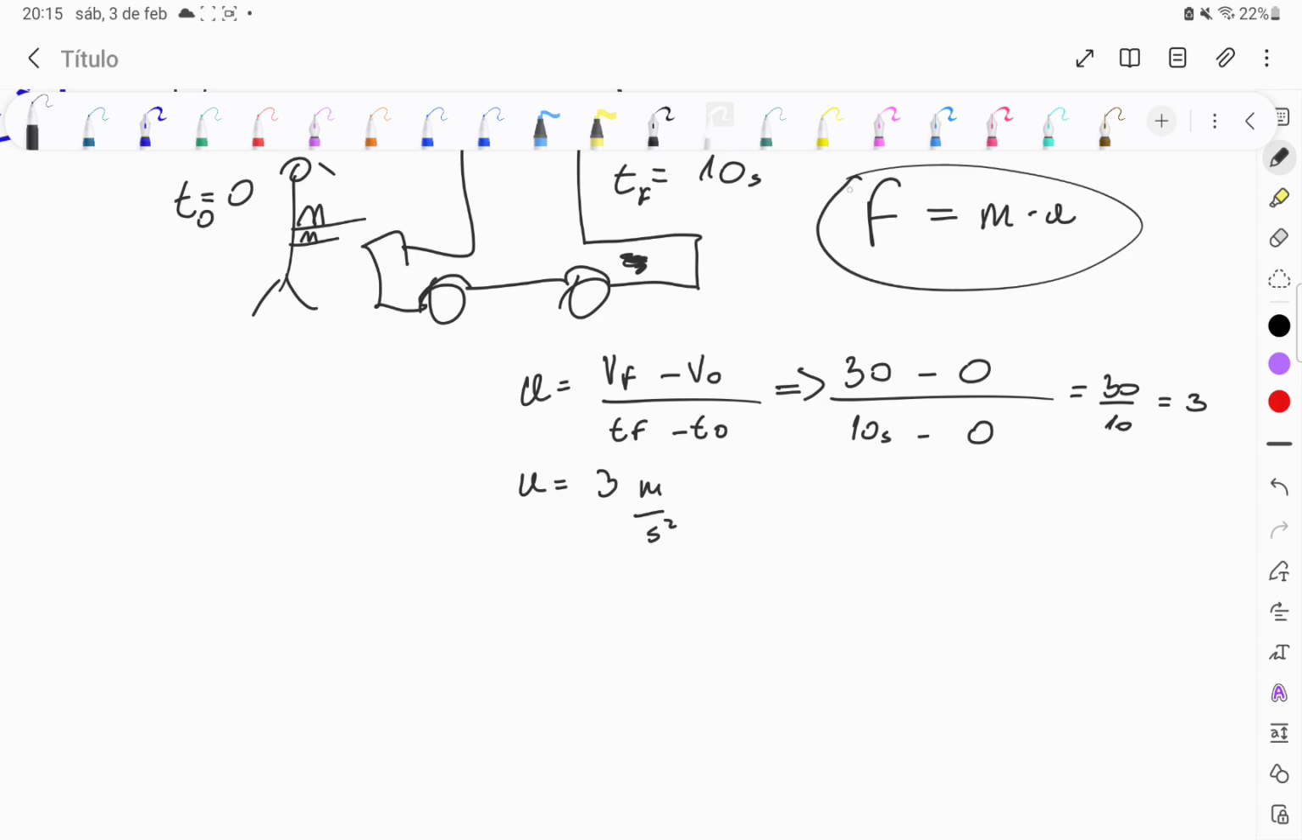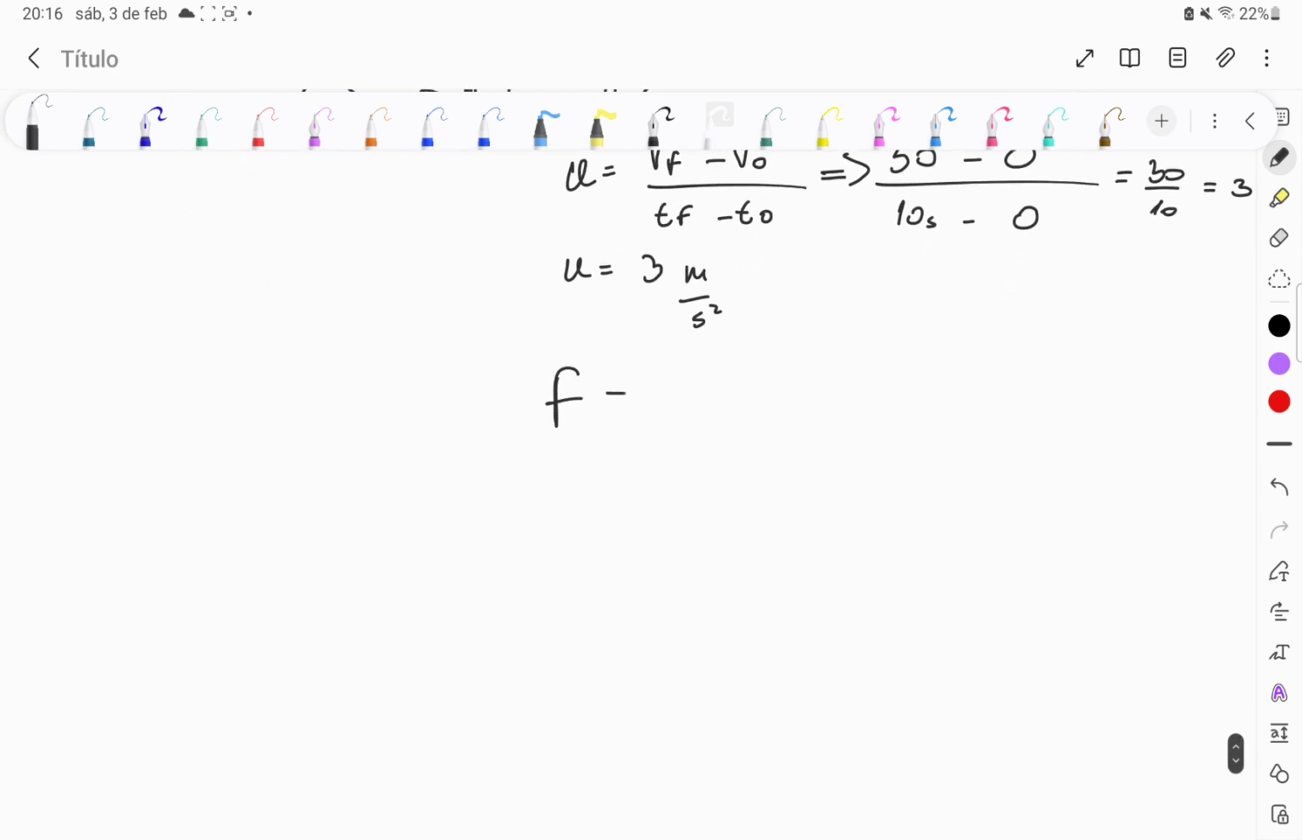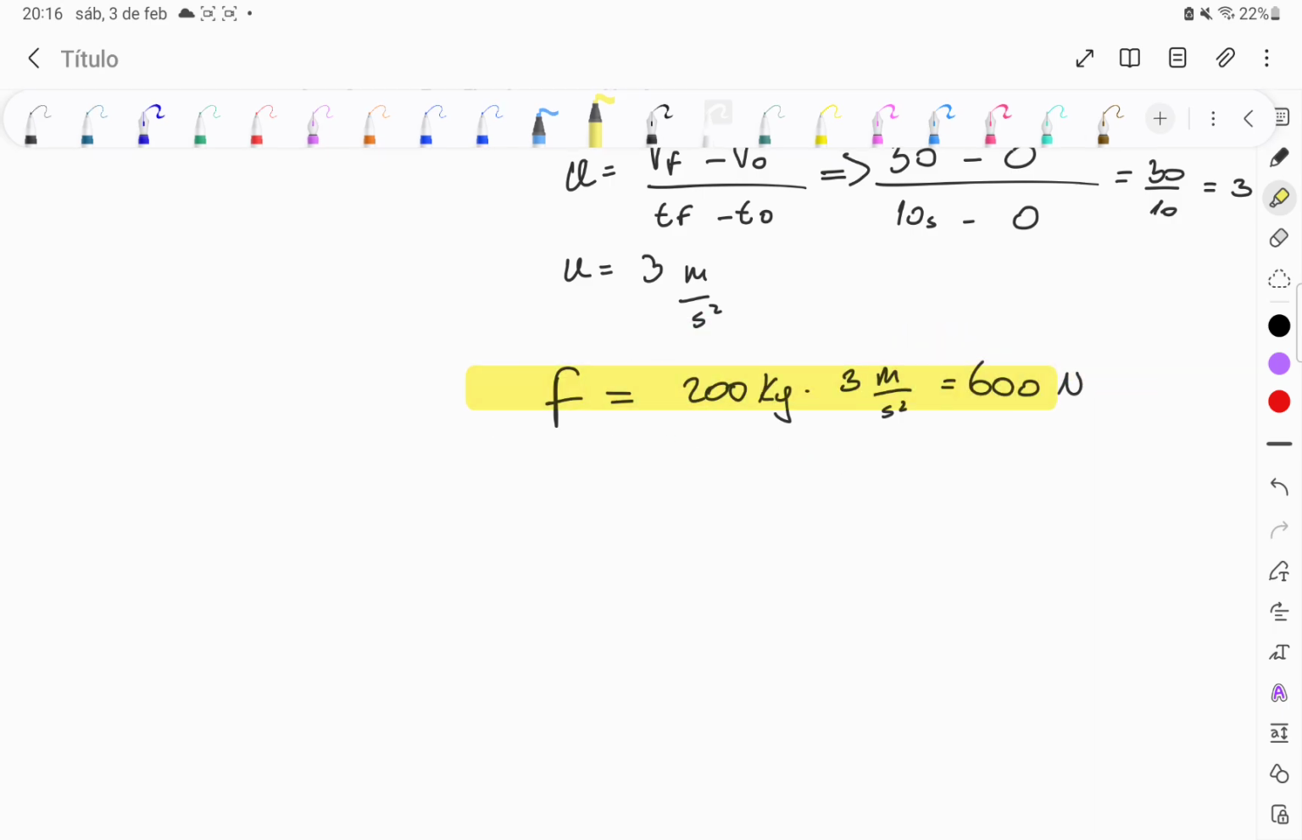Now, if they ask for the force, and the modulo of the force in particular, the force is equal to the mass, that is 200 kg, multiplied by the acceleration, that is 3. And this is equal to 600 newtons. So first answer, F is equal to 600 newtons. Let's see the second one.